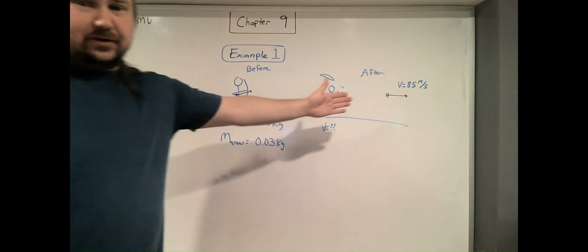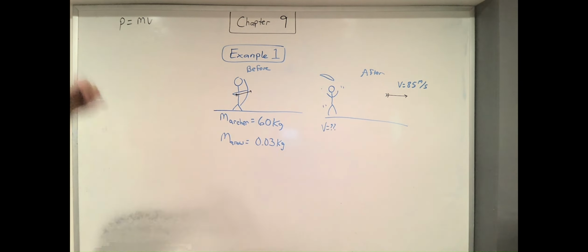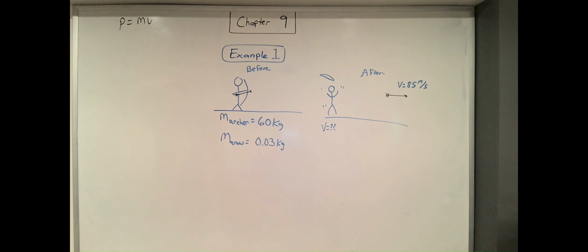Well, the arrow is obviously going to go flying by, right? It's going at 85 meters per second, very, very fast. But what's going to happen with the archer? If they're on ice, there is going to be a little bit of backlash. Now, this is Newton's third law coming into place, that for every force, there's an equal and opposite reaction.